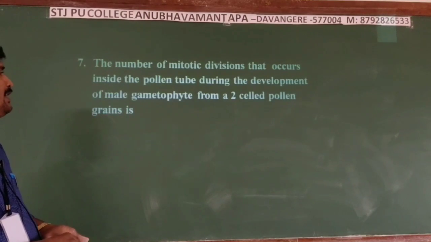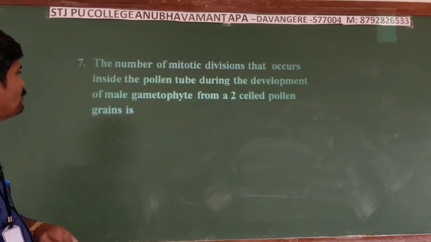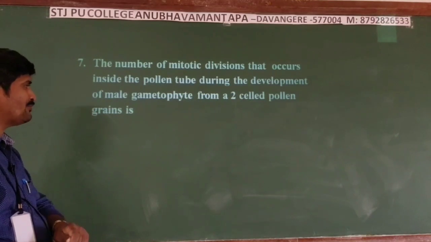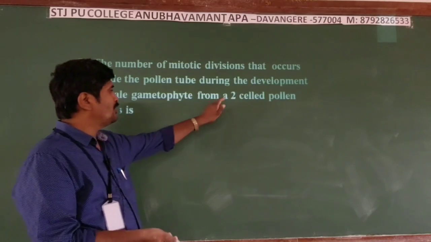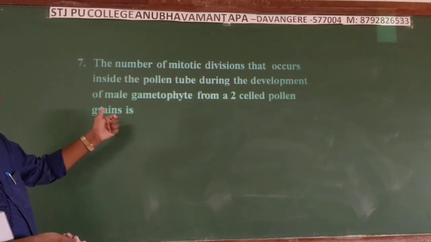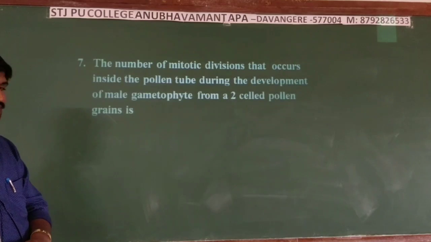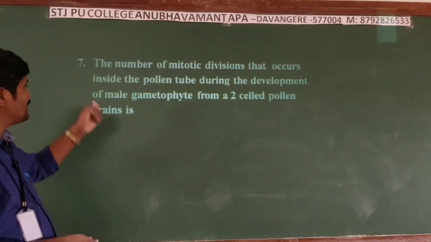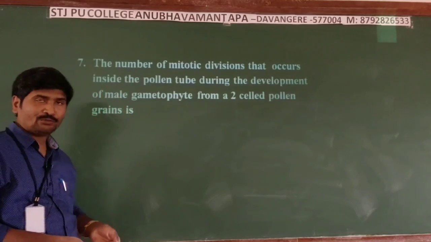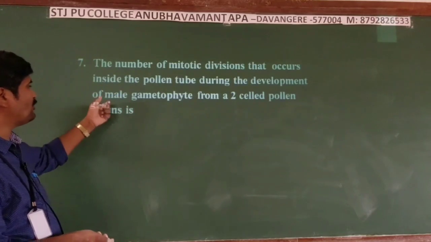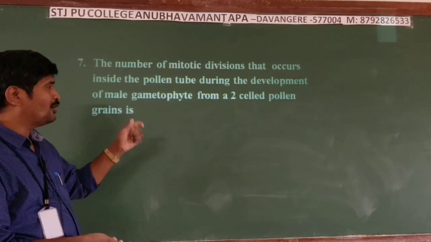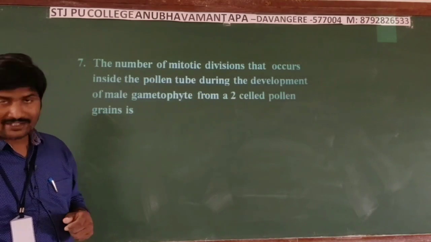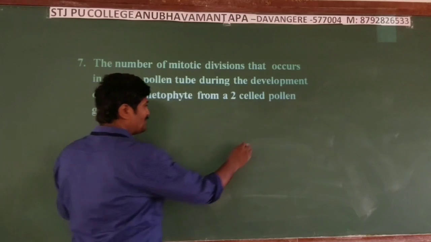The number of mitotic divisions that occurs inside the pollen tube during the development of male gametophyte from a 2-cell stage of the pollen grains. What is the 2-cell stage?